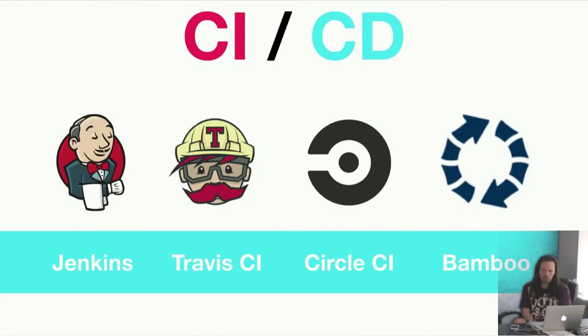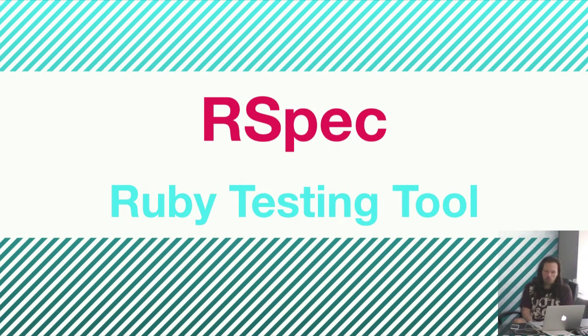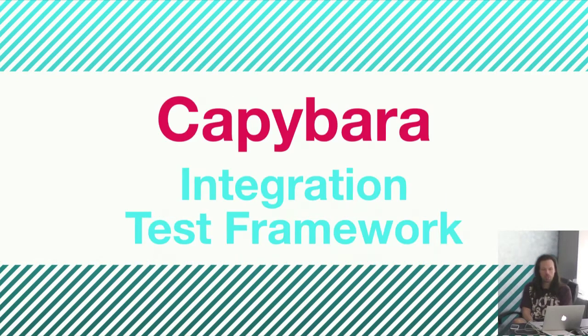Okay, we talked about the tools, no problem. Any questions about the CI/CD stuff? No? Okay. So RSpec is the Ruby testing tool. It's just a test runner, so it can be used for all different types of testing, which is pretty cool because you just point it at different directories, and it runs different types of tests for you. Capybara is the integration test framework. I mentioned already that Capybara lets us hook up to the headless browser, which allows us to manipulate the DOM and simulate that user interaction on a website.